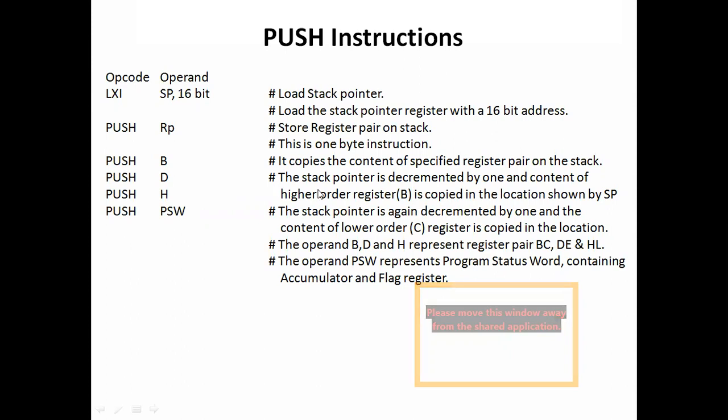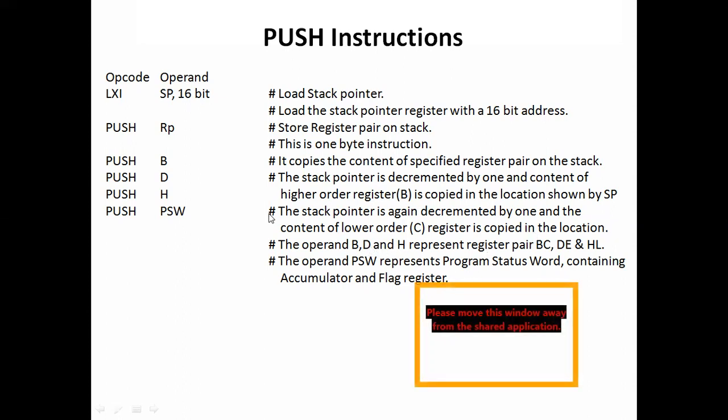It will first decrement the content of the stack pointer by 1. When we decrement the stack pointer by 1, it becomes 3098. The content of the higher order register, meaning the B register, will be copied in the location shown by SP. Now SP is showing 3098, so the data of the B register will be copied at 3098. Again, the stack pointer is decremented by 1. It was 3098, now it will become 3097. So at 3097, the content of the lower order register, the C register, will be copied.